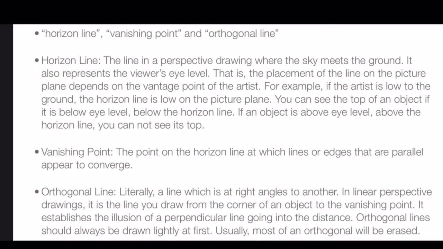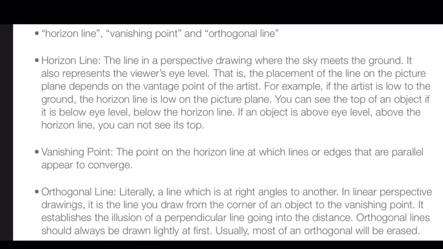To really understand linear perspective, there are a few terms that you have to know. First, horizon line. This is a line in a perspective drawing where the sky and the ground meet. It also represents the viewer's eye level. And then there is the vanishing point. The vanishing point is the little dot on a horizon line. This is typically where all of the angled lines point to.